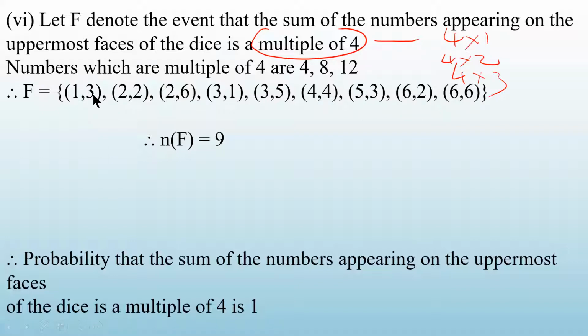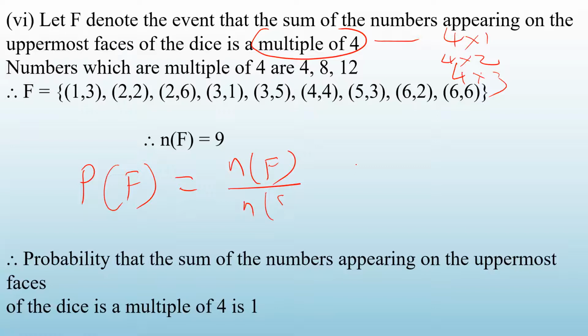1, 4 won't come, because if 1 or 4 comes, the sum will be 5, which is not a multiple of 4. Okay? So how many are there? 9. So n of F is 9. What is the probability of F? Number of points in F divided by number of points in the sample space. So 9 divided by 36.